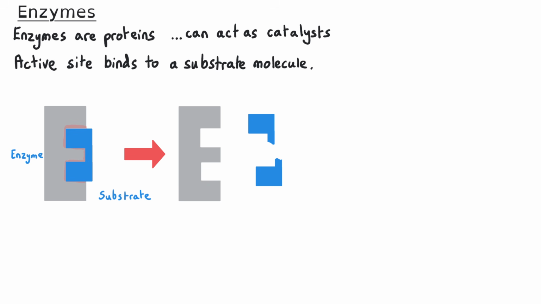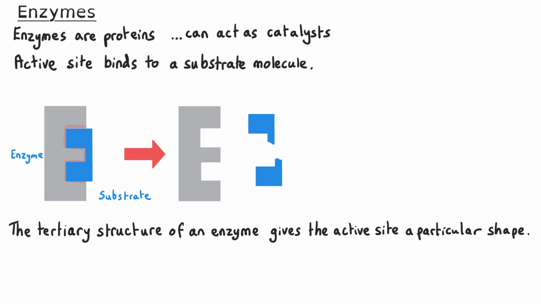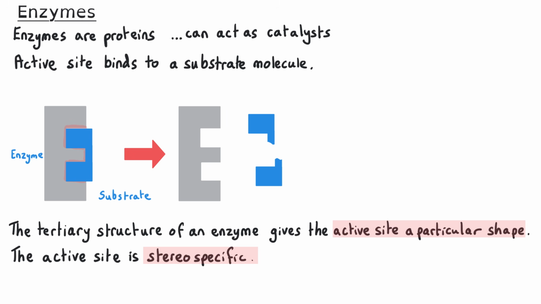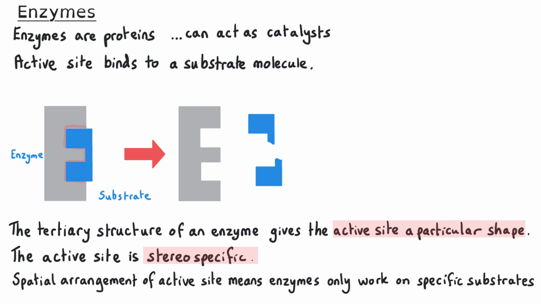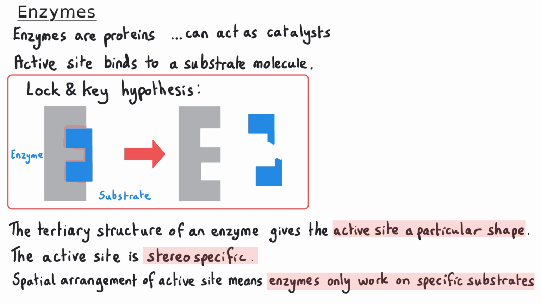Now, this is where the structure becomes really important. Due to the tertiary structure of an enzyme, its active site has a particular three-dimensional shape, and so the active site is referred to as being stereospecific, which means that the atoms in the active site area of the enzyme have a particular spatial arrangement, and this means that enzymes are selective. In other words, they only work on specific substrates that match its shape. And this is known as the lock and key hypothesis. Just like a key only fits one lock, a substrate only fits one enzyme.